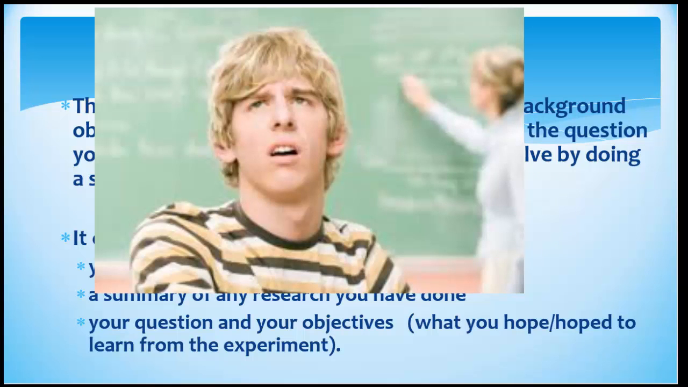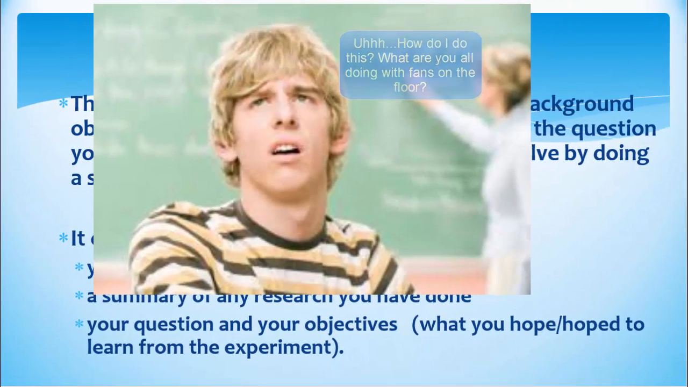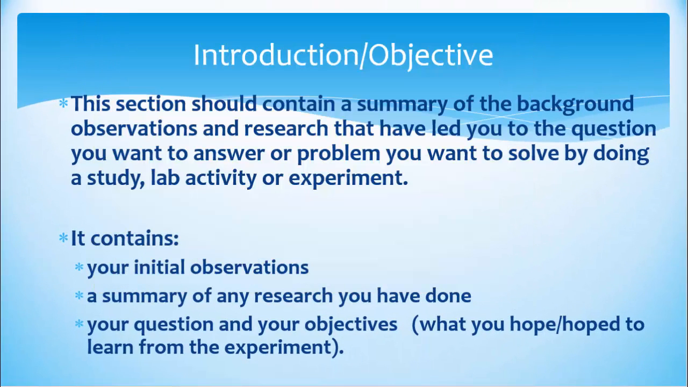So if someone came into the classroom and they're reading your lab report, trying to figure out how to do this lab, they should have a pretty good idea of the overview of this lab. That's what goes in the introduction: your observations, summaries of research, and questions and your overall objectives. This really goes for every single section, but you want to make sure you're as clear as possible. Remember, if you know something, I don't know you know it until you tell me. So the more clear you are with what you know, the better you'll do when it comes time to getting graded.